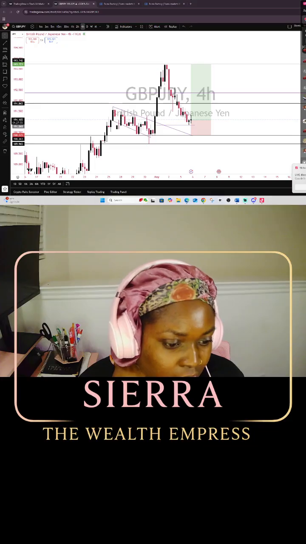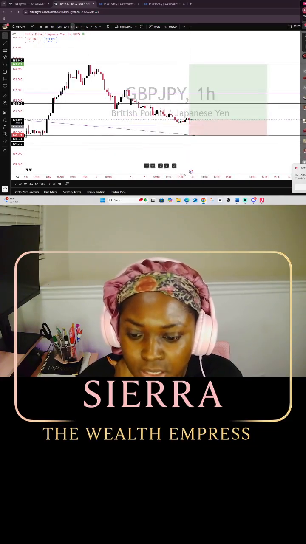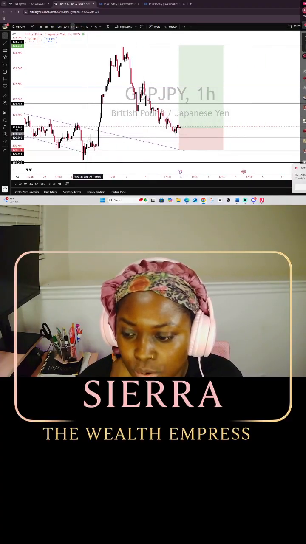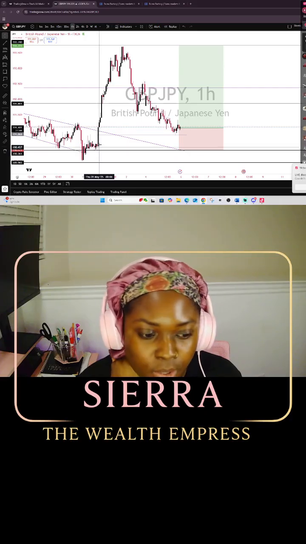Can you buy GJ now? Yeah. Stop loss is kind of wide, so don't go crazy. It's this wick right here on this hourly gap.